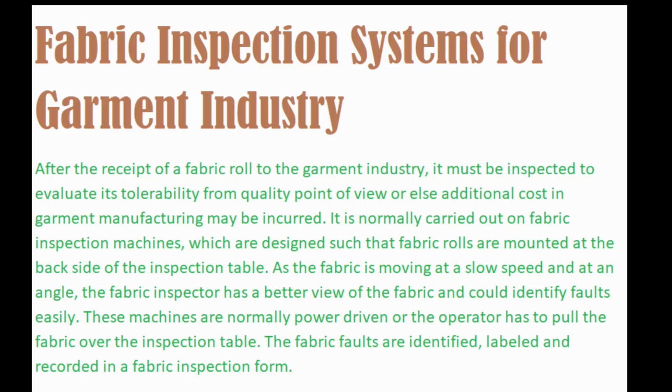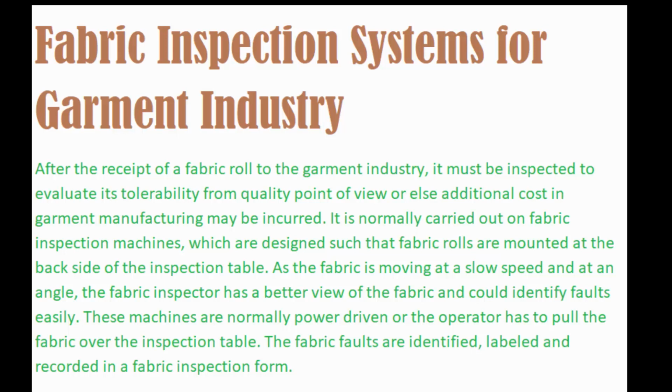its tolerability from quality point of view, or else additional cost in garment manufacturing may be incurred. It is normally carried out on fabric inspection machines, which are designed such that fabric rolls are mounted at the back side of the inspection table. As the fabric is moving at a slow speed and at an angle, the fabric inspector has a better view of the fabric and could identify faults easily.